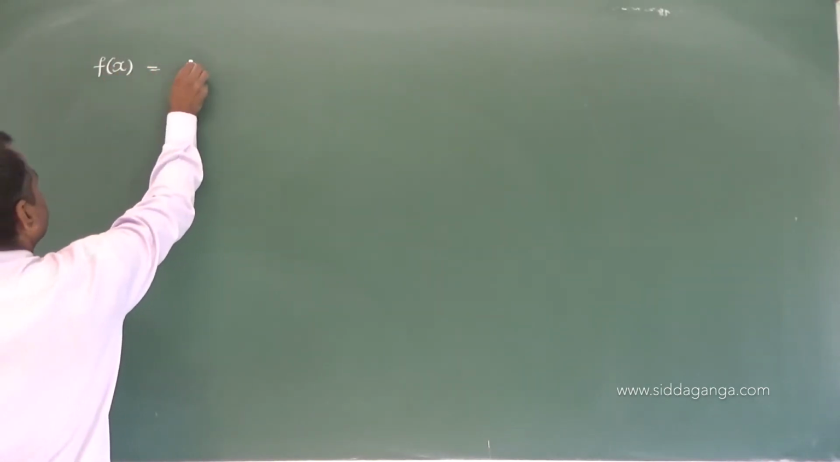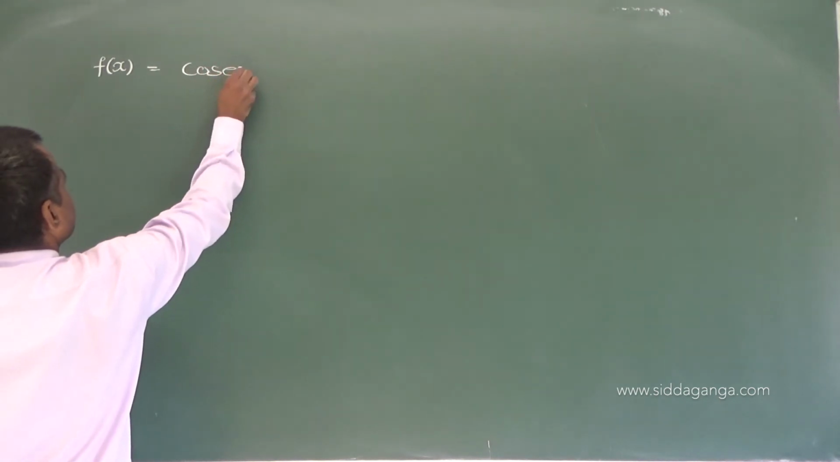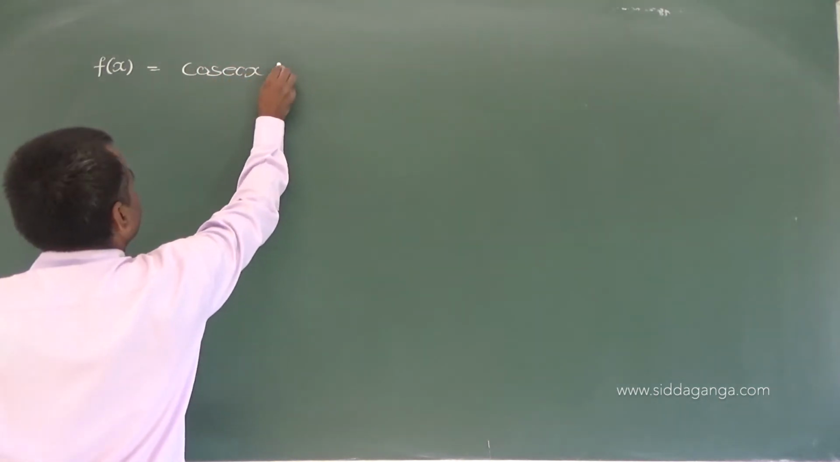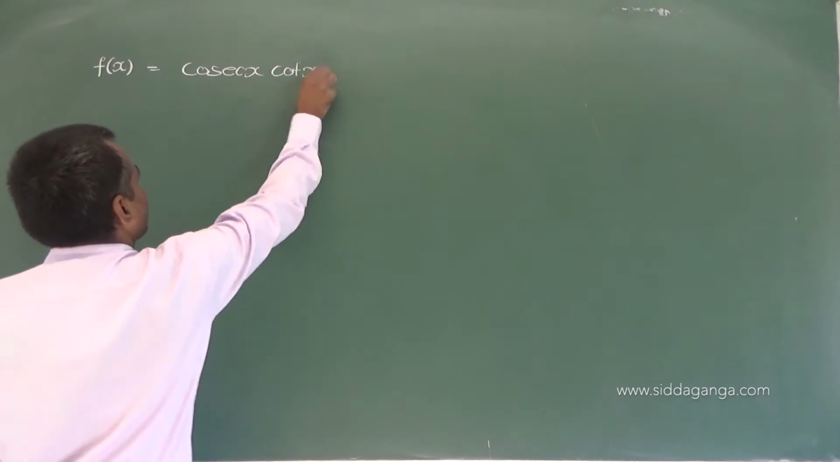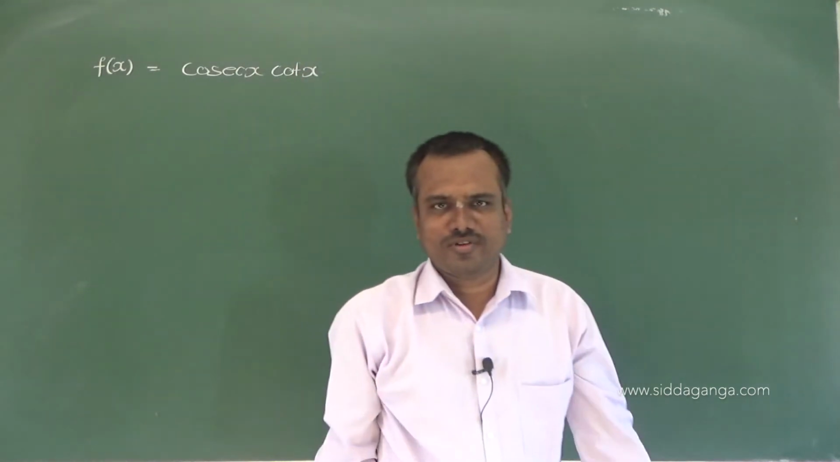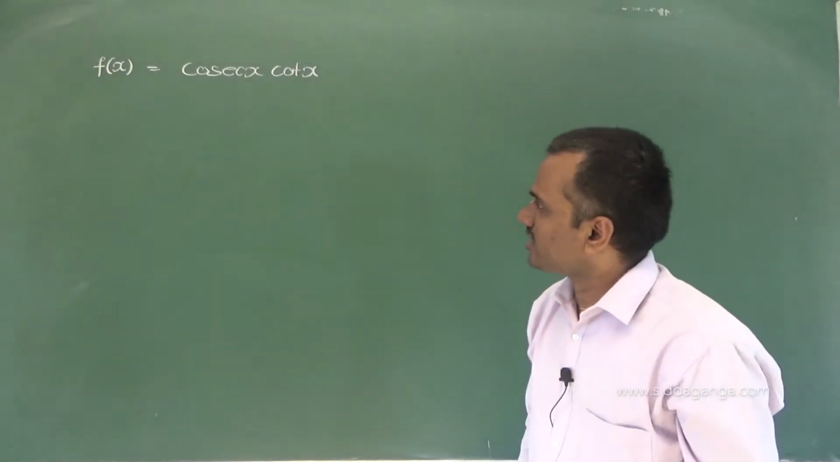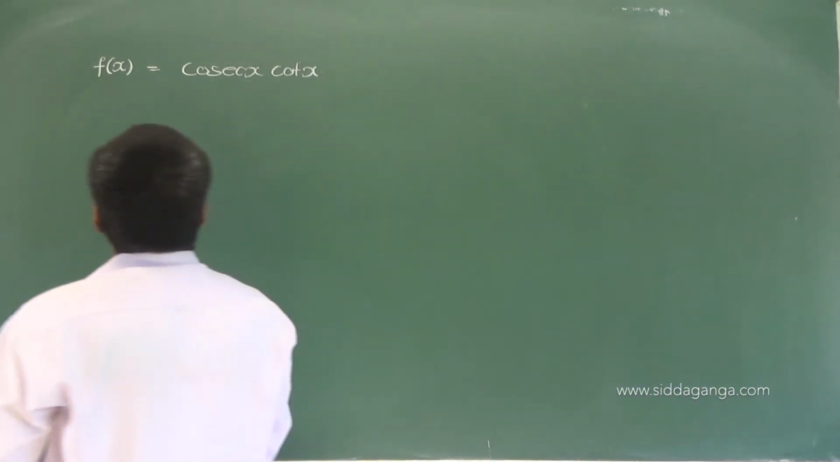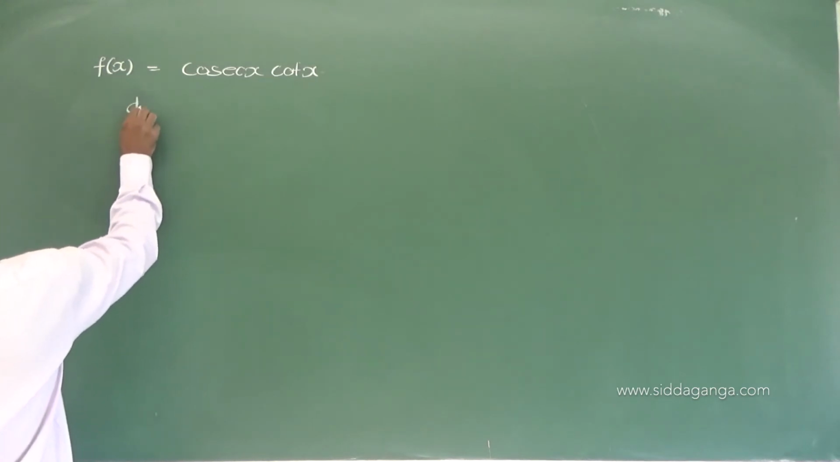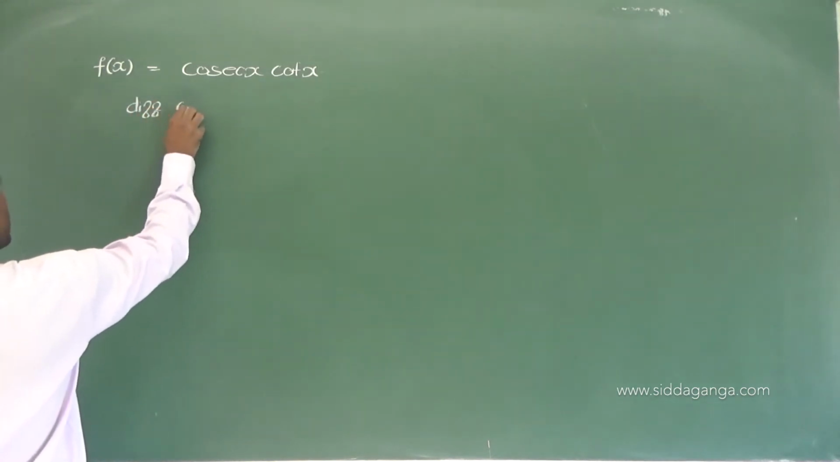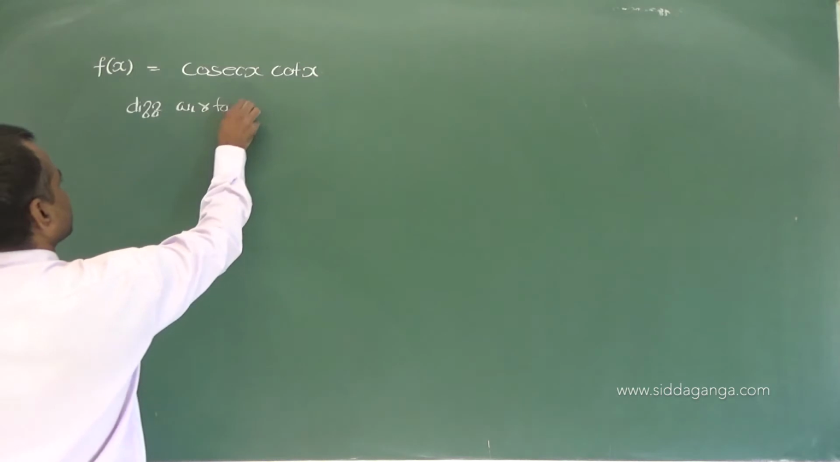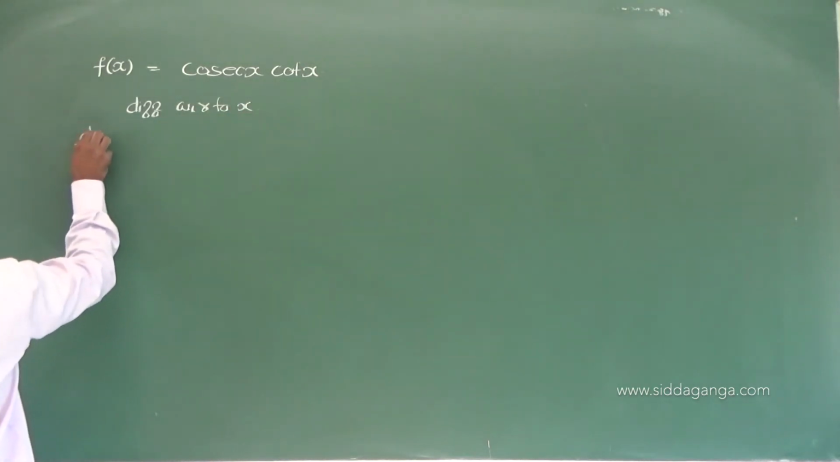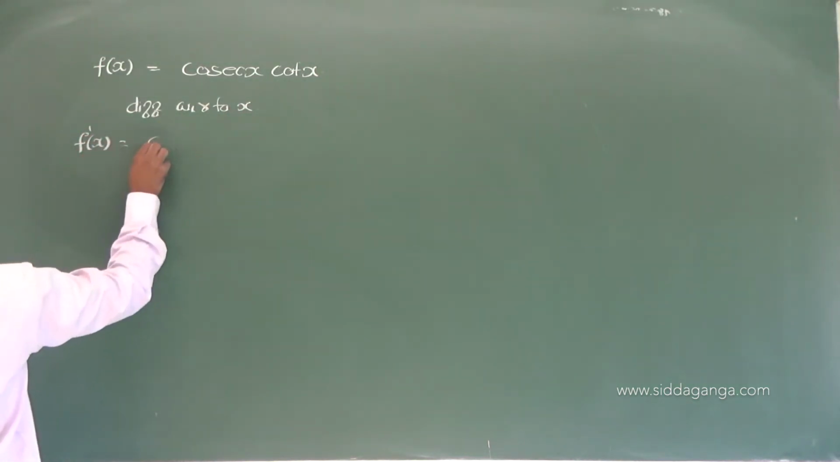f of x is equal to cosecant x into cot x. F of x is equal to cosecant x into what? Cot x. So differentiate with respect to x. d by dx of f of x is f dash of x.